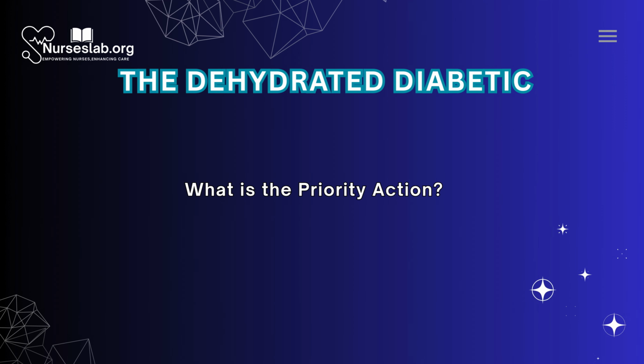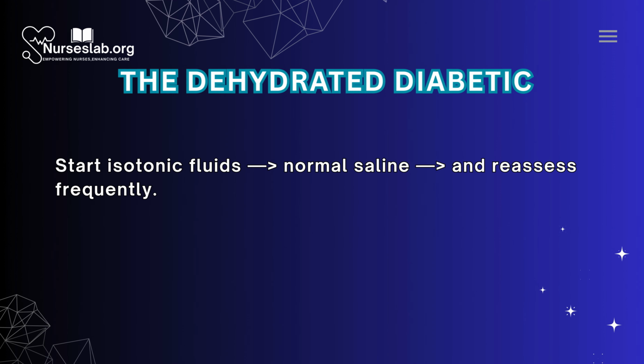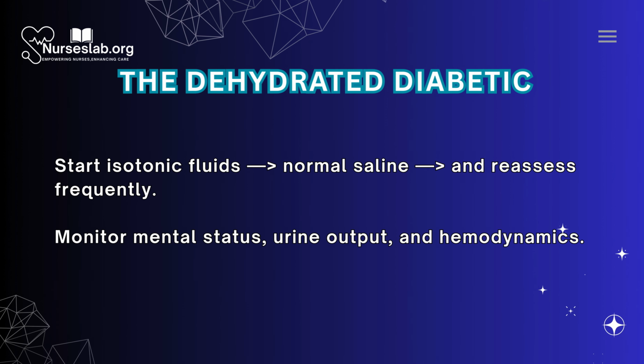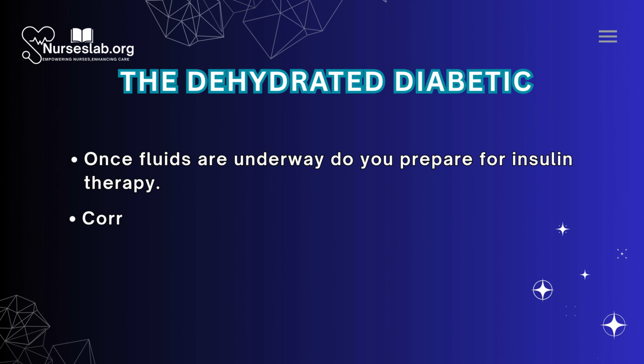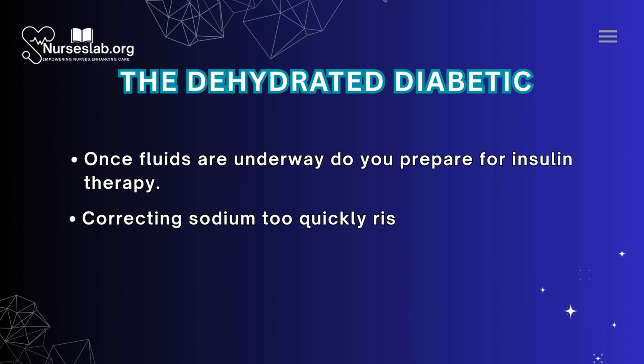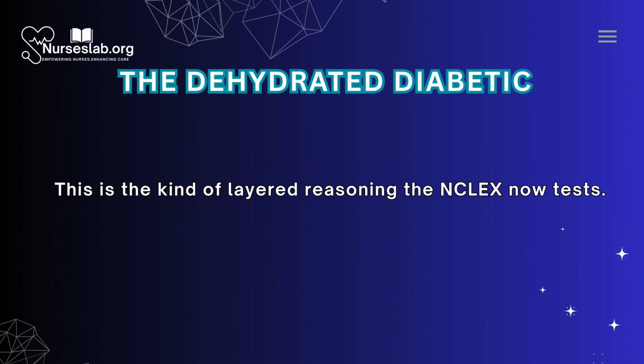So, what are the priority actions? Your first move is to restore perfusion. Start isotonic fluids, that is, normal saline, and reassess frequently. Monitor mental status, urine output, and hemodynamics. Once fluids are underway, you prepare for insulin therapy. Correcting sodium too quickly risks cerebral edema, so slow and steady is the rule. This is the kind of layered reasoning the NCLEX now tests.